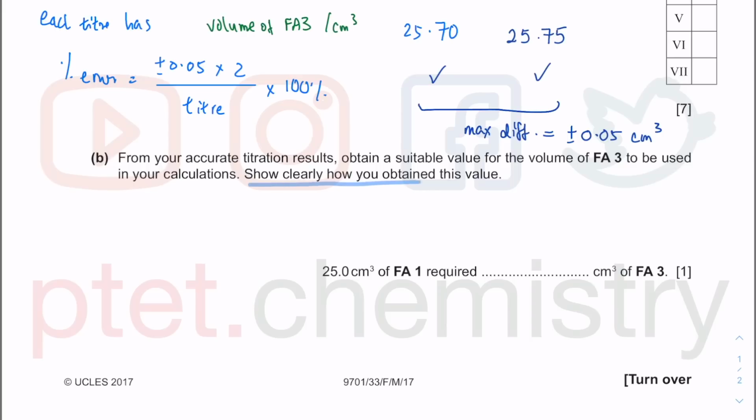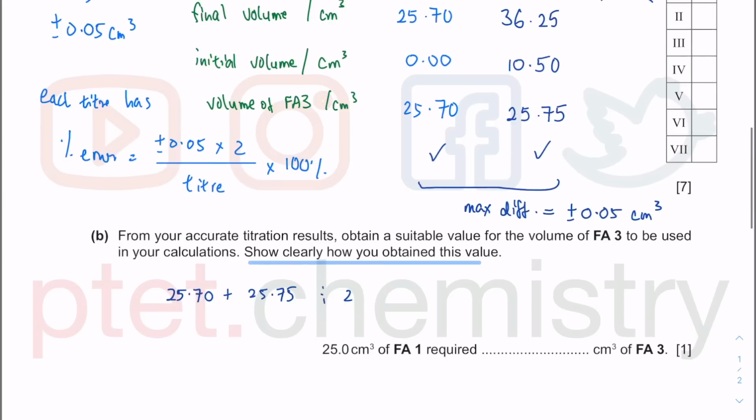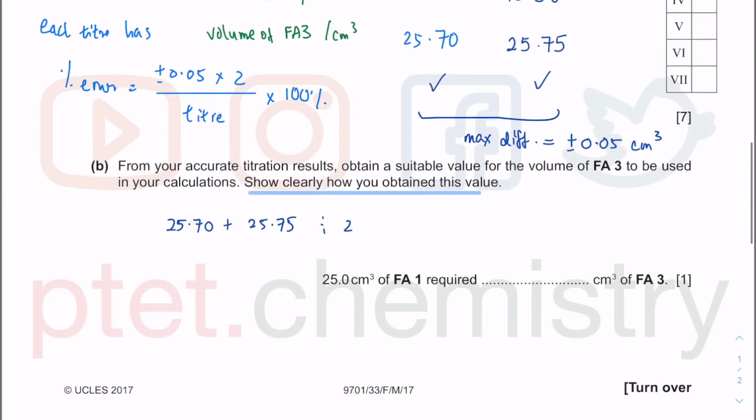Even though they don't say show clearly how you obtain this value, always show your averaging. And when you do averaging, do not do this on your calculator. Do not ever do this on your calculator, because even a primary school student knows that they do division and multiplication first before addition, and your value will be something very strange. It will not be in between your readings, but way higher than 25.70. So if you are weak in mathematics, you will have a problem without the bracket.